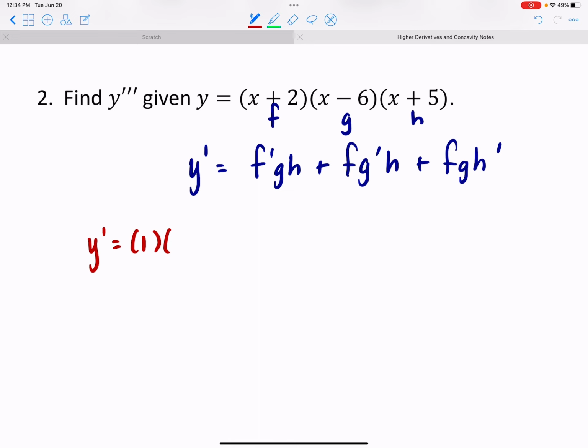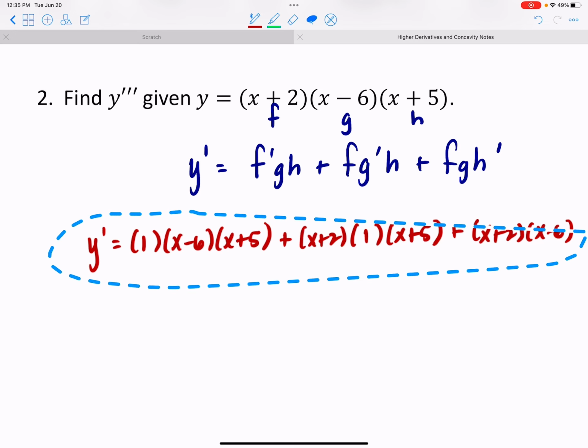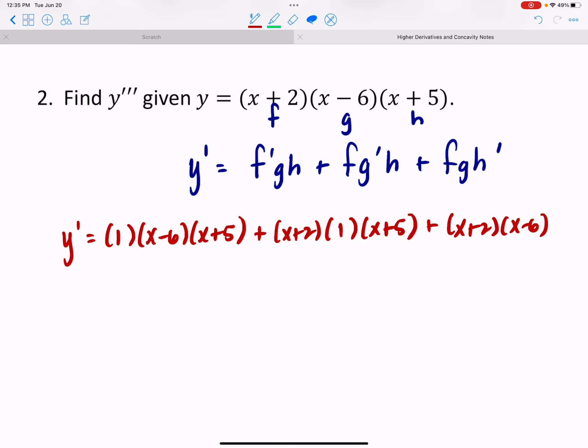And then g is x minus 6, and h is x plus 5, plus f is x plus 2, g prime is 1, and h is x plus 5, plus f is x plus 2, g is x minus 6, and I should have known to write smaller. I need just a smidge more space. Okay, and then h prime, again, going to be 1.